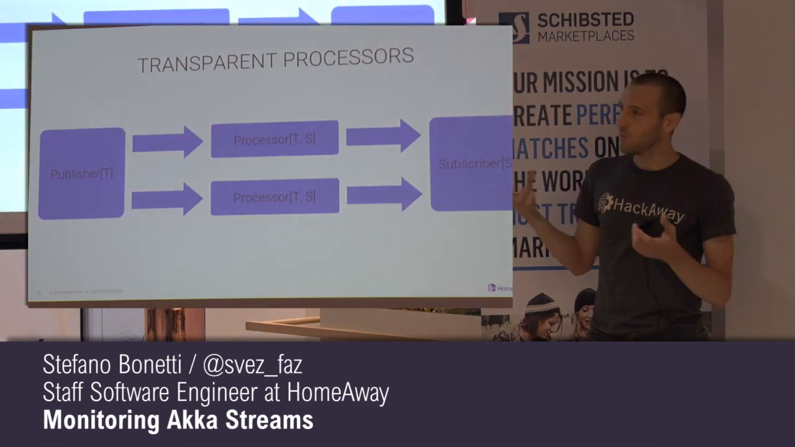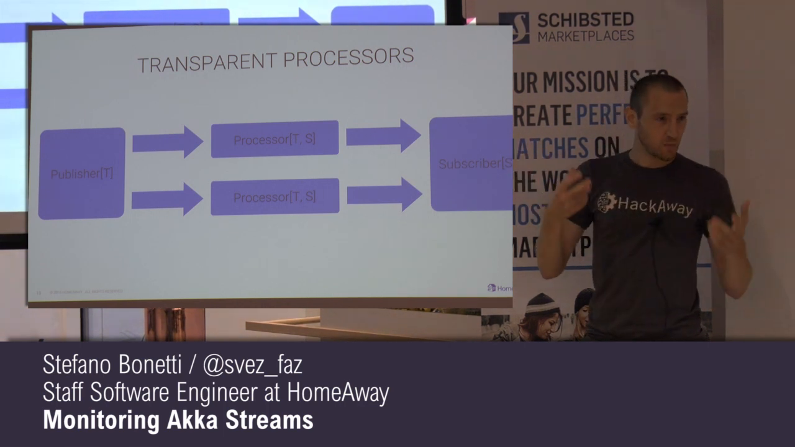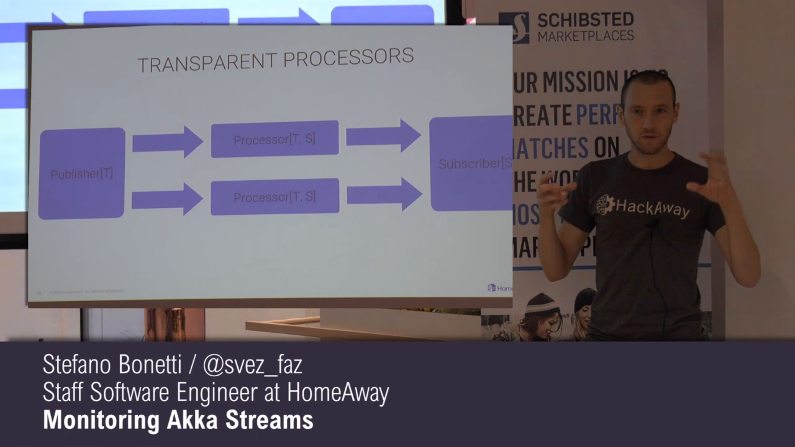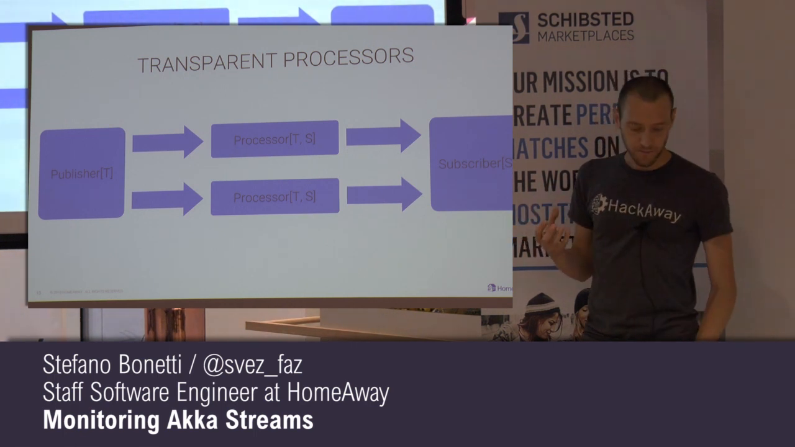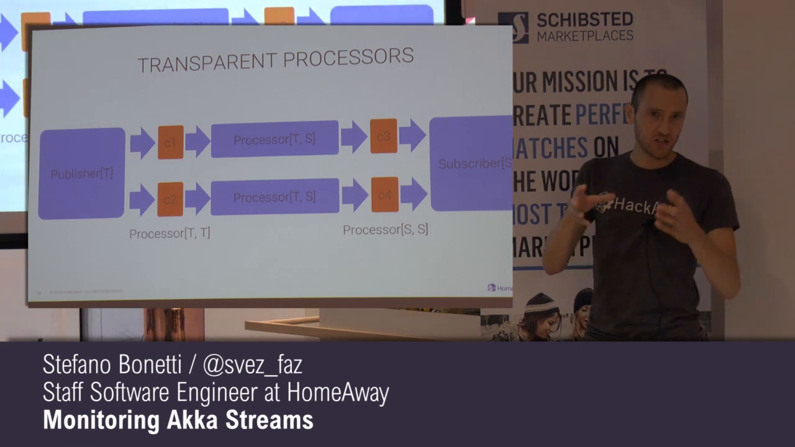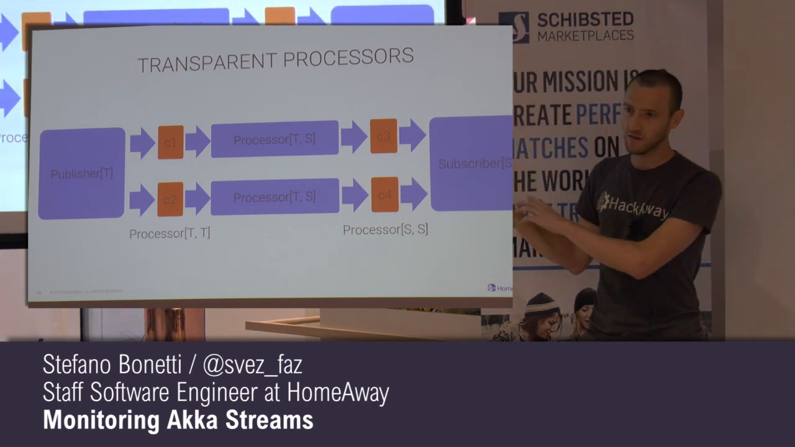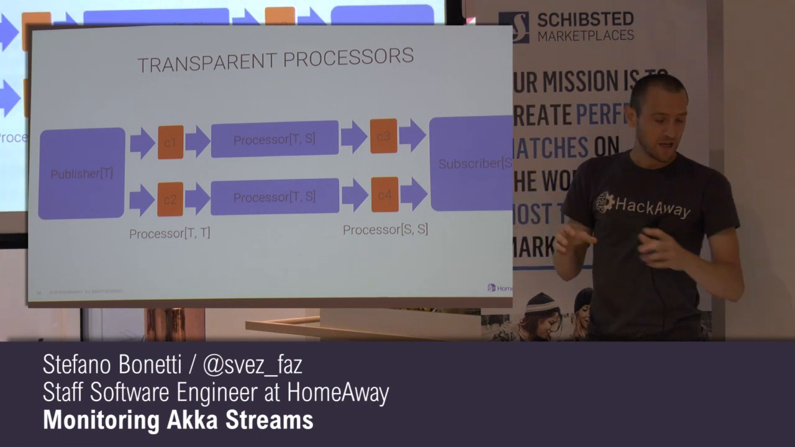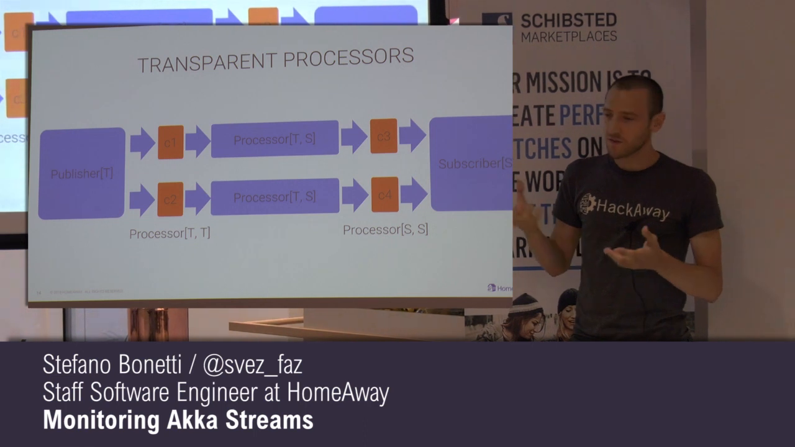So one simple way to solve this is to basically instrument our stream with different transparent processors or checkpoints. And these are basically sections of your pipeline where you take the input, you just present it to the output in the same form, and you record metrics as a side effect, right? So this is a very simple approach.